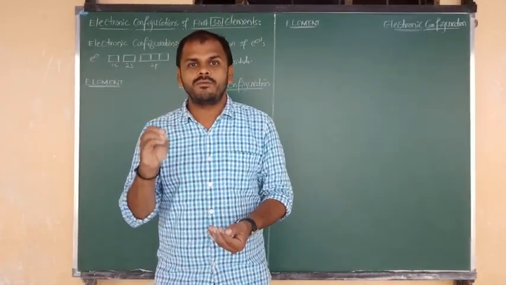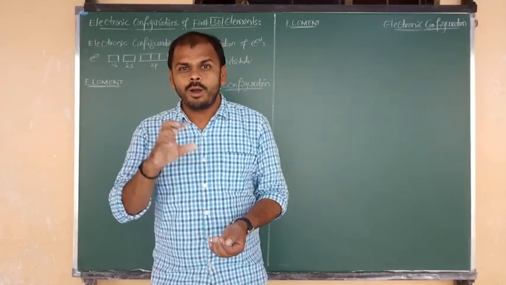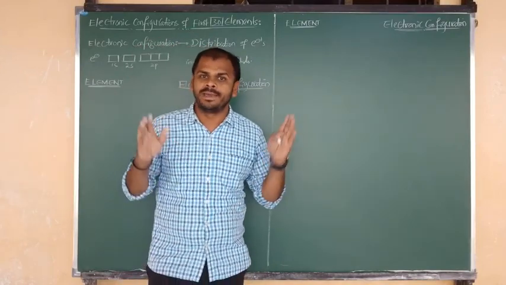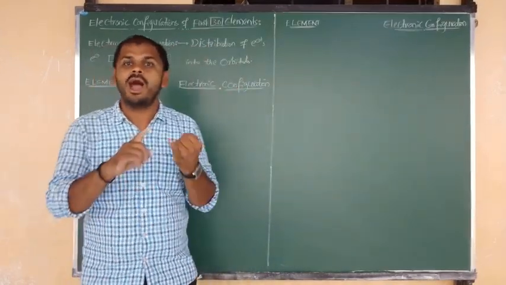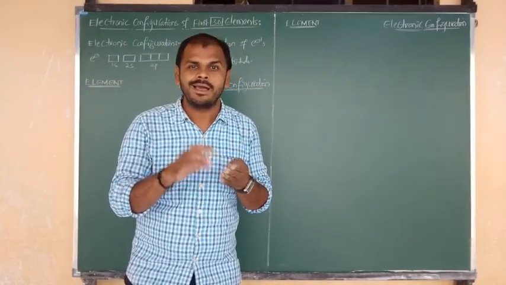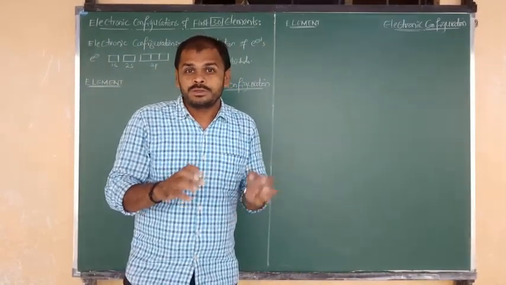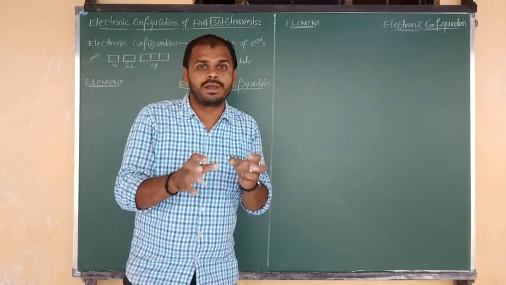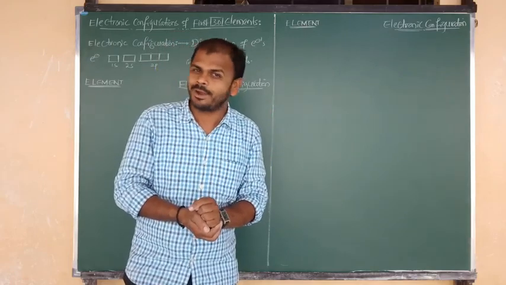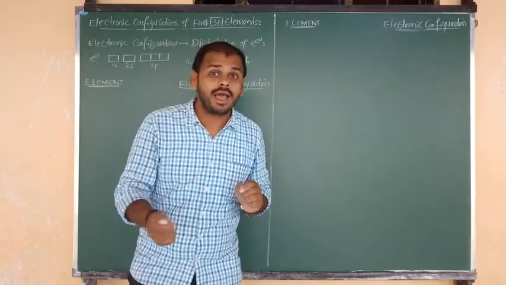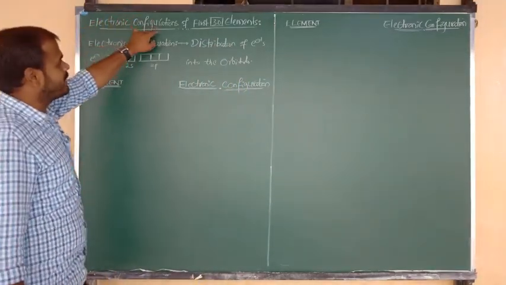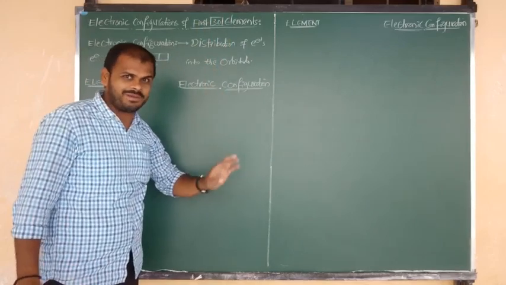In the previous part we have seen the orbital filling rules, which means filling of electrons takes place on the basis of three rules: the Aufbau rule, Pauli's rule, and Hund's rule. On the basis of these three rules, filling of electrons generally takes place into the respective orbitals. In this class, I am going to discuss the electronic configurations of the first 30 elements.